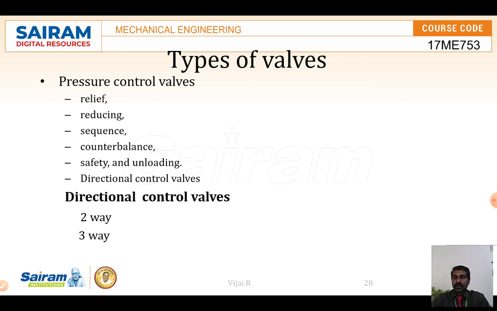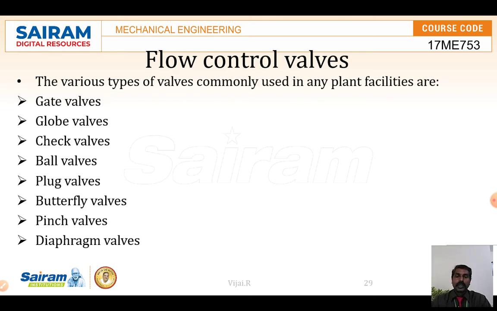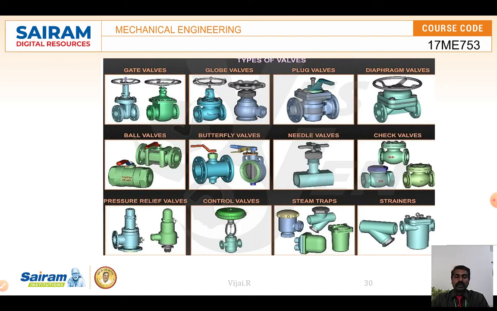And we are going to see the pressure control valves. Here there are relief valves, pressure relieving valves, pressure reducing valves, sequence valves, and safety and unloading valves. In the next slides we are going to discuss the different types of flow control valves. Here a gate valve, globe valve, check valve, ball and plug valves, butterfly valves, and diaphragm valves. These are some major commonly used flow control valves. We will see how they look.